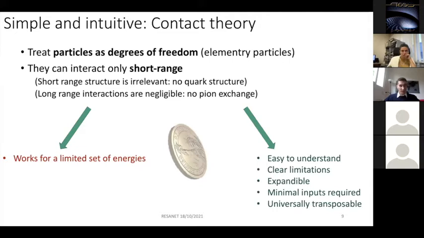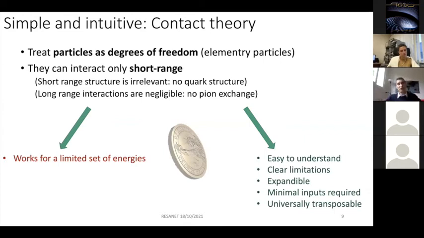And of course, now you want to create a theory for this. And this is very simple because the contact interaction will use contact theories. Contact theories are very nice theories because the particles become elementary degrees of freedom. You don't have a structure, but this is okay because this is universality. So it's not important what the structure of your particles is. And then they can interact only with short range.